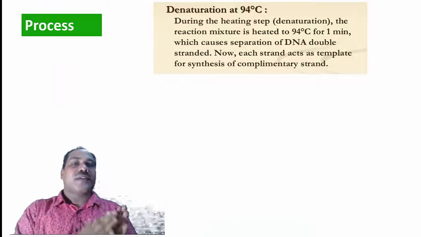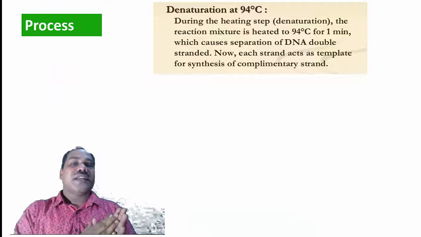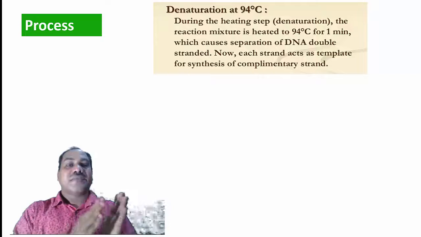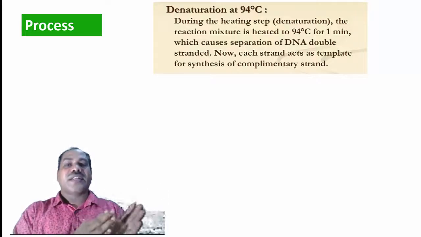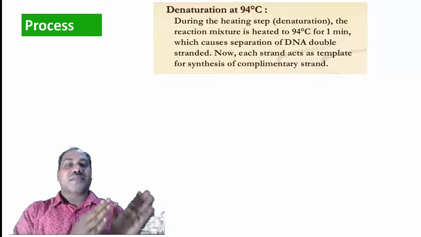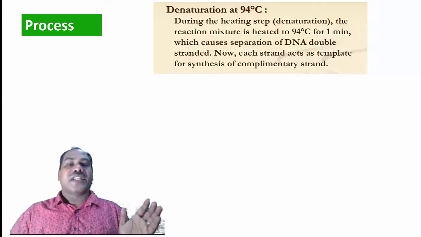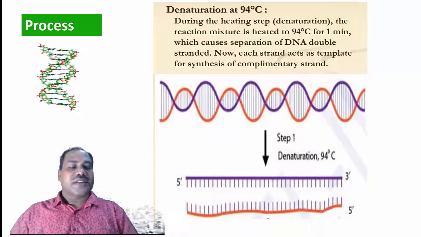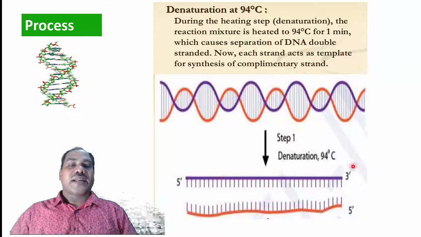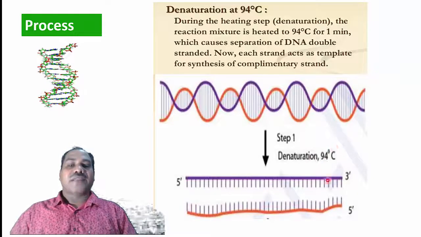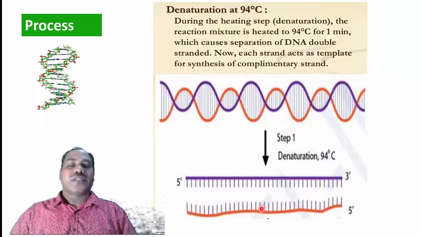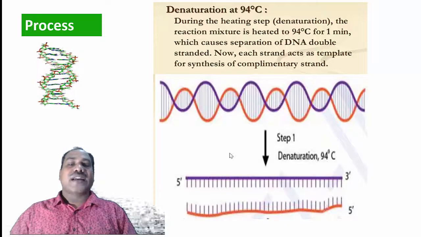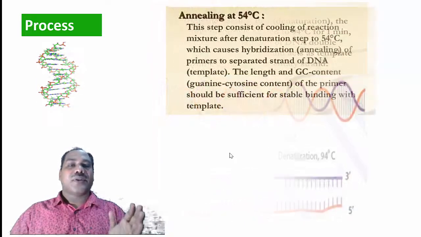This is the denaturation of DNA, and this denaturation of DNA is carried out by heating the DNA sample at 94 degrees centigrade. The reaction mixture is heated to 94 degrees centigrade for 1 minute, which causes the separation of DNA strands, and each strand acts as the template for the synthesis of the complementary strand. And this is the double-stranded DNA. After denaturation at 94 degrees centigrade, the hydrogen bonds will dissociate and single strands will be formed, and each of these strands will act as the template for the DNA replication process.